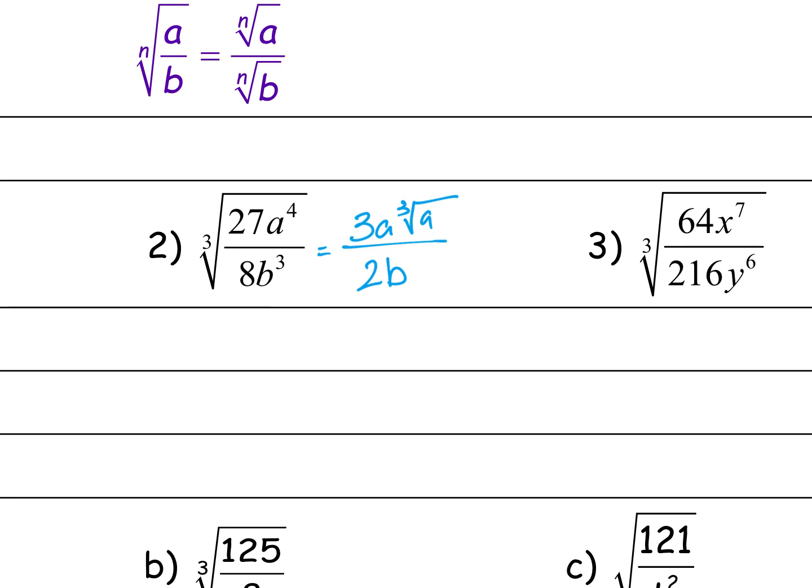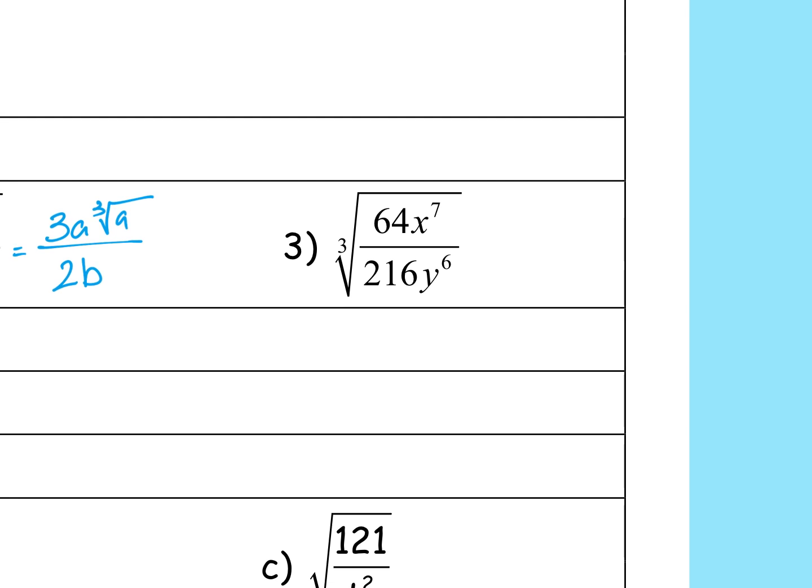Okay, 64. The cubed root of 64 is 4x squared, and then we have a cubed root of, that would be 6 x's, so there'd be 1 left. 216. I want to say it's 6. 6 times 6, 6 times 6 times 6. Yep, okay. So that's 6y squared.